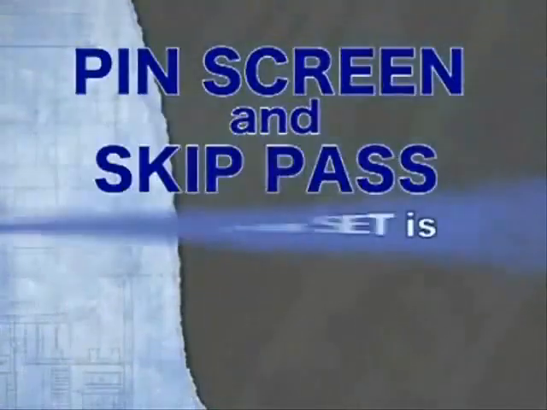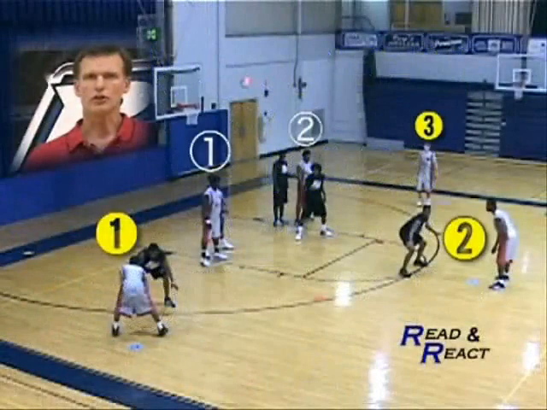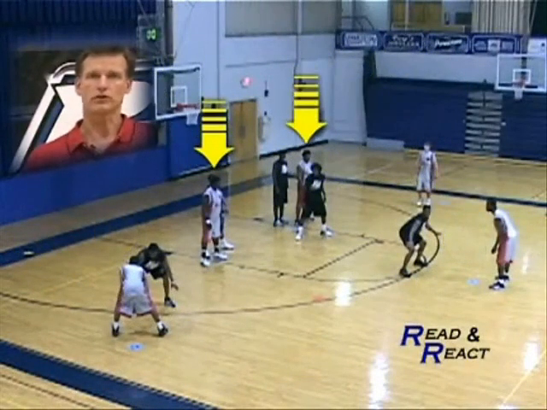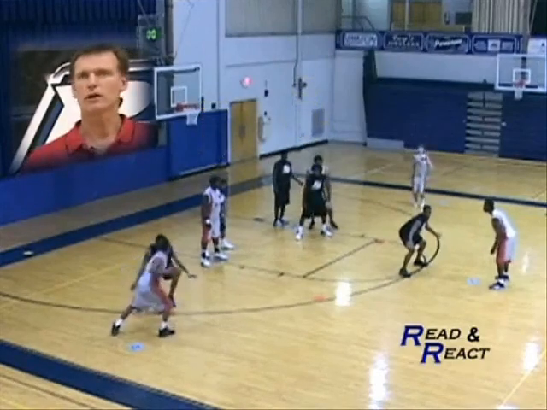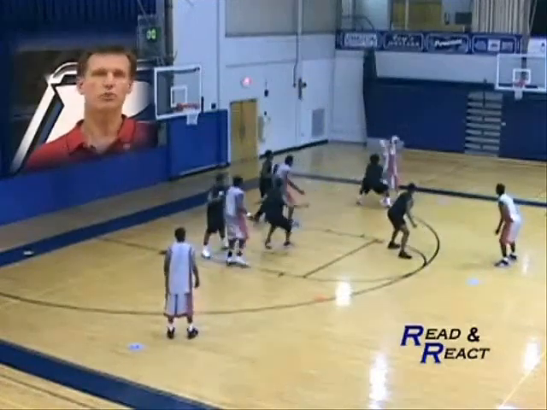Pin screen and skip pass when your set is 3 out, 2 in. When you're using the 3 out 2 in set, you have 2 natural pin screeners already stationed in the post. In fact, I challenge you to make 2 pin screen and skips in a row. Watch how the defense breaks down.